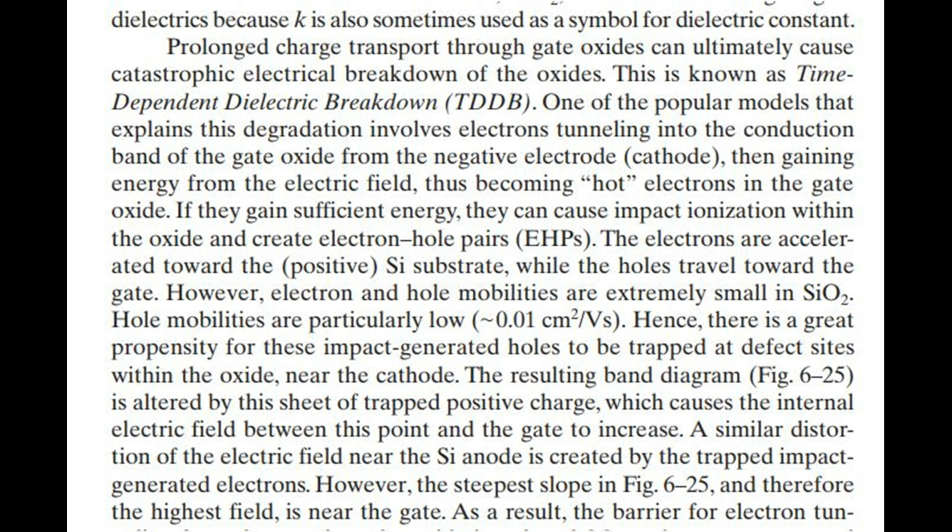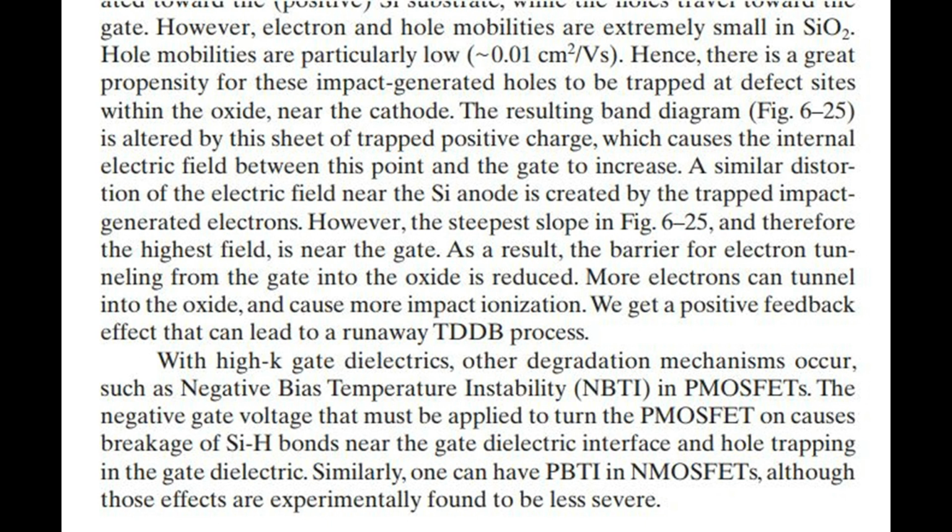However, the steepest slope in Fig 625, and therefore the highest field, is near the gate. As a result, the barrier for electron tunneling from the gate into the oxide is reduced. More electrons can tunnel into the oxide, and cause more impact ionization. We get a positive feedback effect that can lead to a runaway TDDB process.